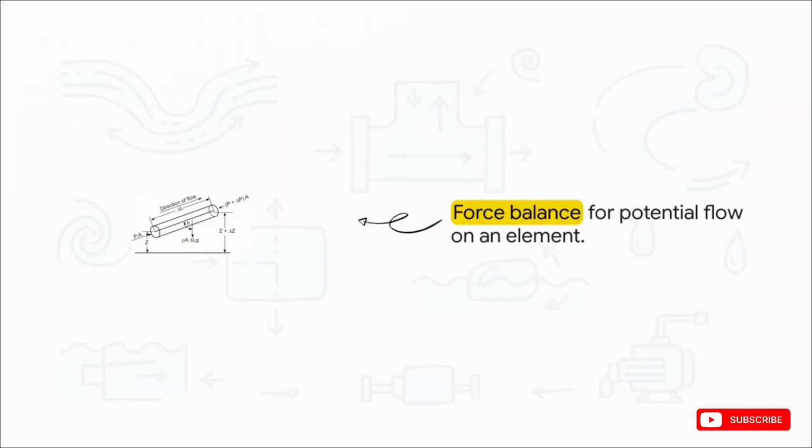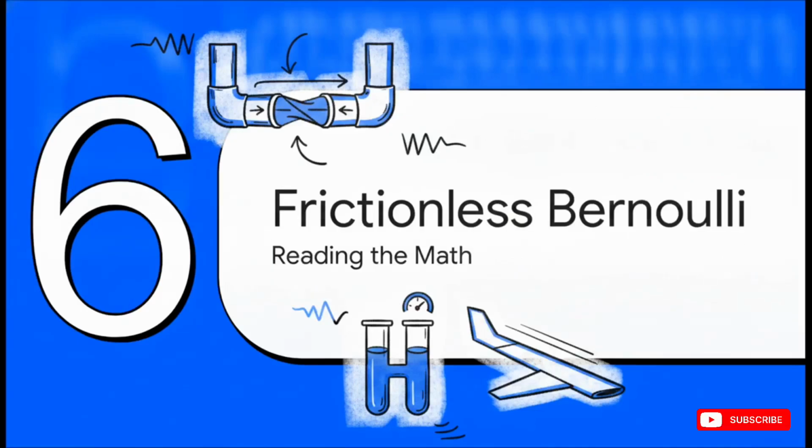To actually derive this theorem, we just take Newton's second law and look at 3 specific forces acting on a little element of our stream tube. First, the upstream pressure force pushing it forward. Second, the downstream pressure force pushing back against it. And third, the force of gravity physically pulling it down. Balance those three forces against the rate of change of momentum, do a little bit of calculus, and you unlock the theorem.